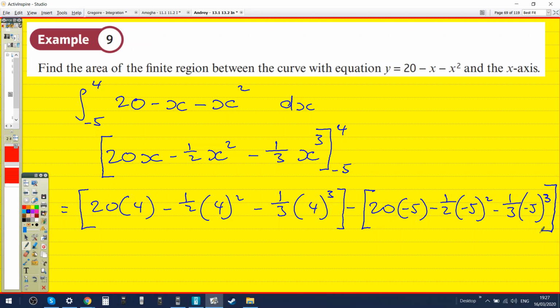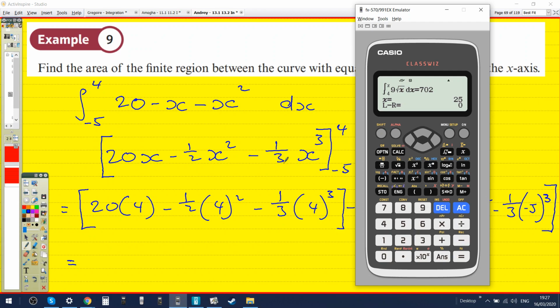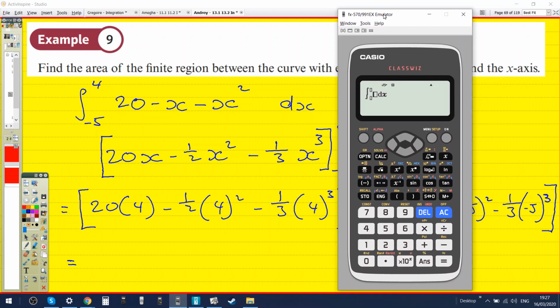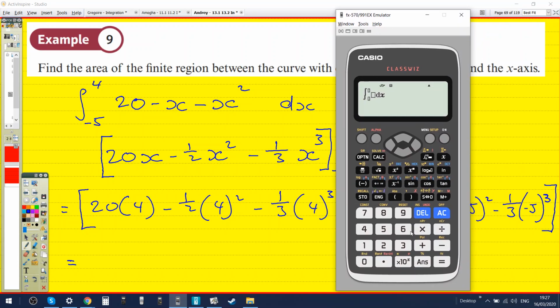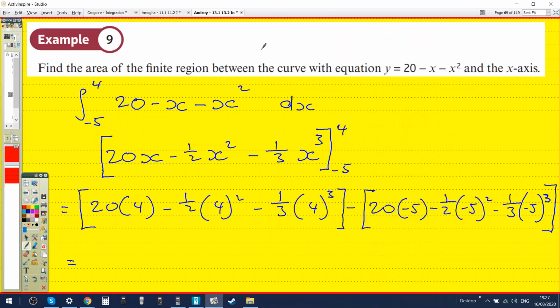And then that would be equal to... Can't do the integration thing, yeah. And at that point, I just want to make sure I get it right. So you can use graphical, you can use whichever. Between -5 and 4. So tell me what you get for that one.